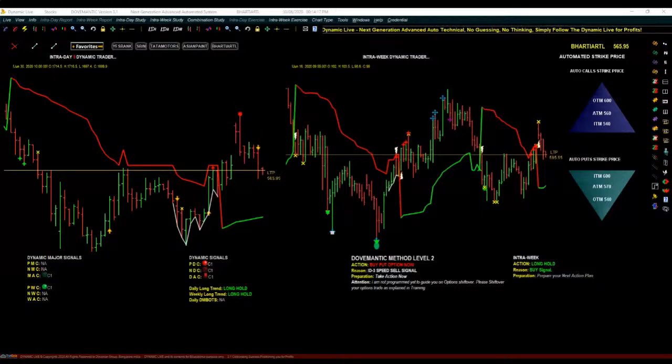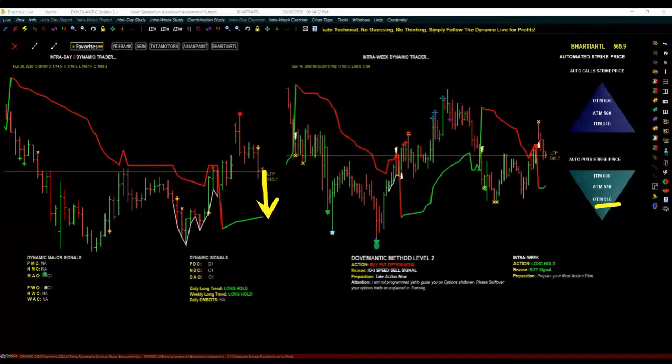So once you buy a put option, just hold on to your put option. Now strike price, you can see here 540 strike price. As the price comes down closer to this intraday 3 long signal, that is when it may ask you to exit the put option. So be prepared there.